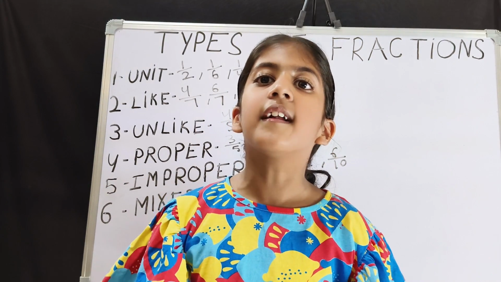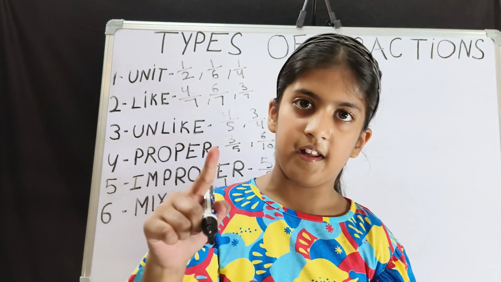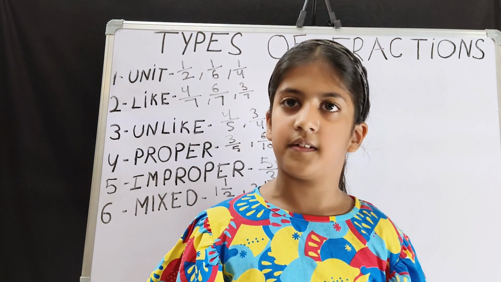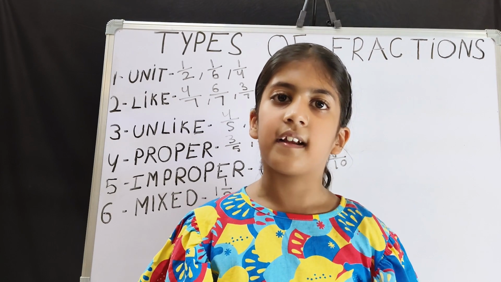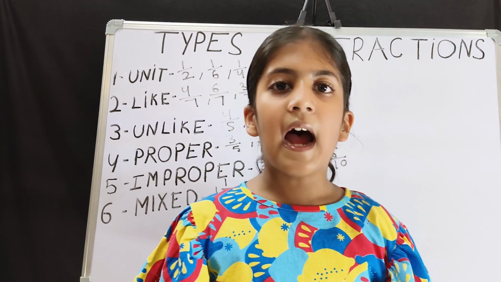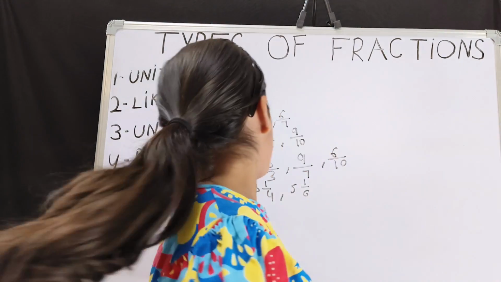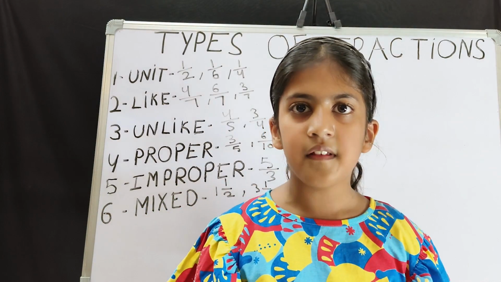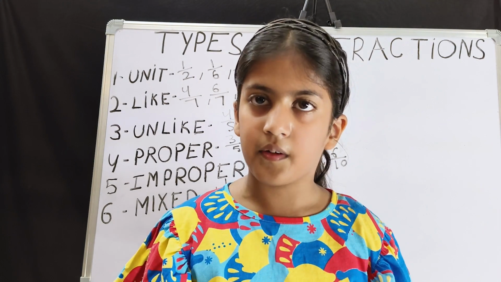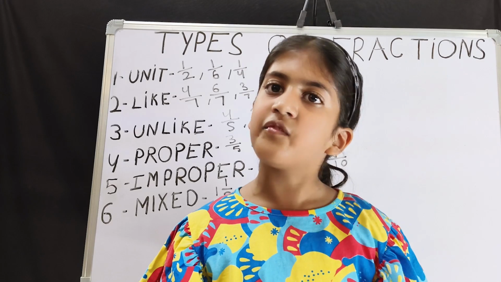So let's revise the types of fractions. Unit fractions are fractions that have 1 in the numerator. Like fractions are fractions that have the same denominators. Unlike fractions are fractions that have different denominators. Proper fractions are fractions that have the numerator lesser than the denominator. Improper fractions are fractions that have the numerator more than the denominator. Mixed fractions are fractions that have a whole number as well as a fraction.